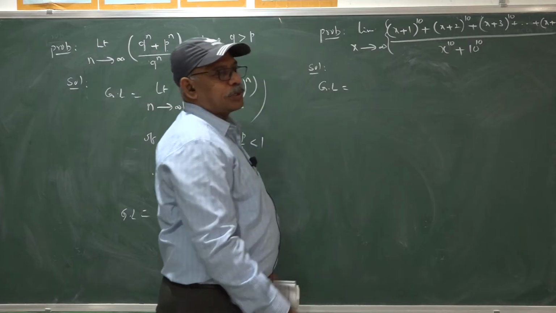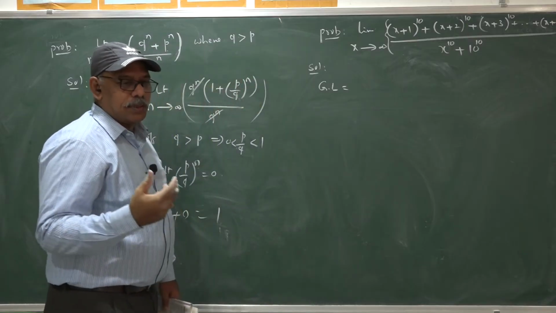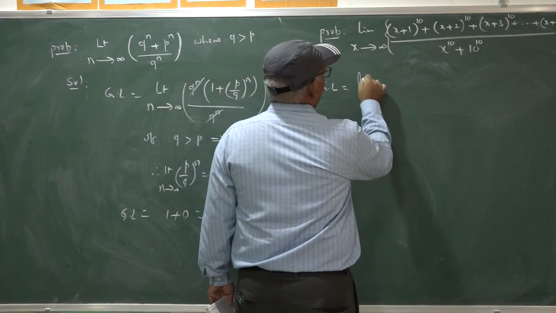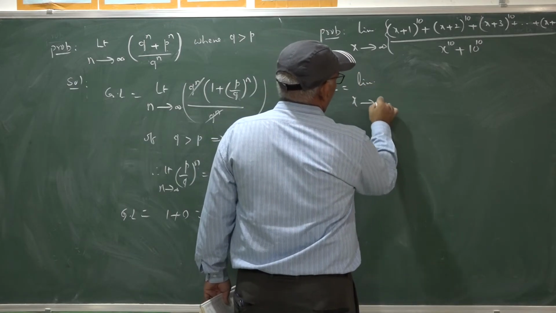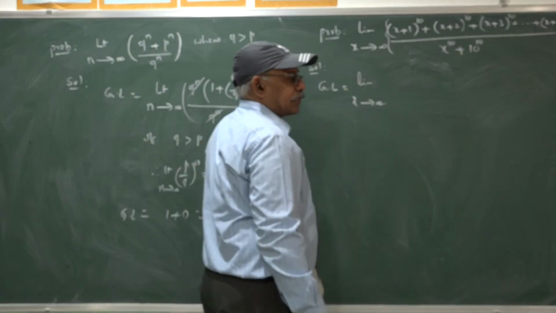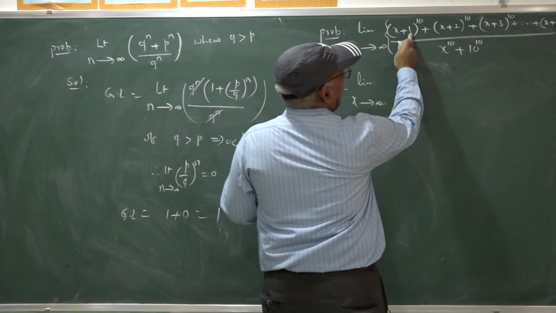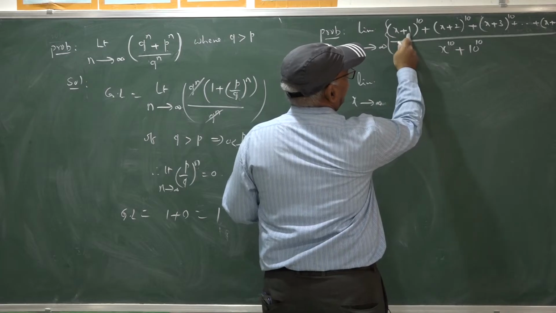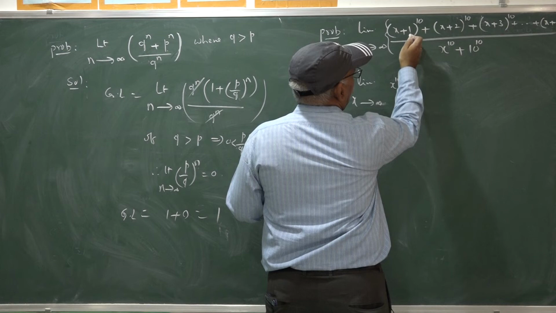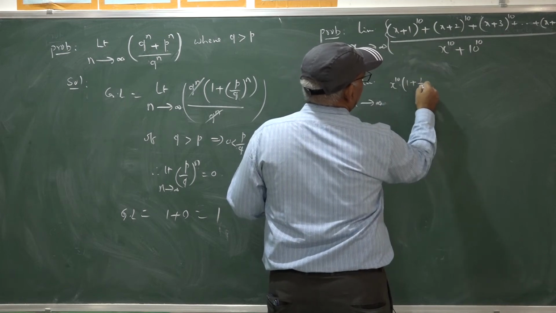So, you have to reduce all the terms of the function in terms of 1 by x form. To reduce it to a function of 1 by x, from this term, take x common, so that we get x power 10 into (1 plus 1 by x) whole power 10.